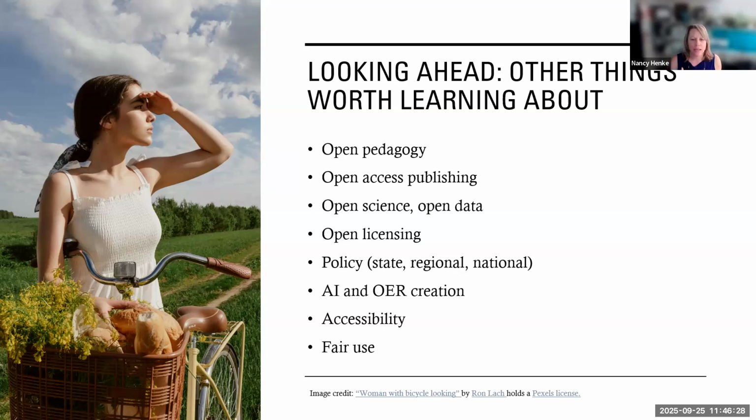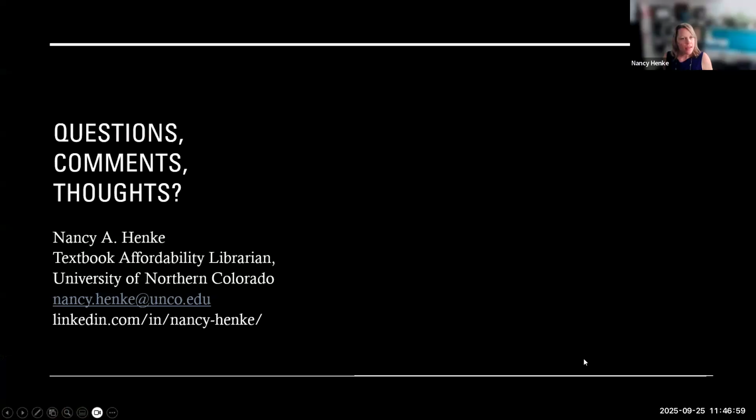There are policy issues happening in the state, in regions, and nationally. AI and OER creation is talked about a lot right now, as well as AI and other aspects of open education. Accessibility is, of course, very important, and all things need to be accessible. OER can be accessible from the get-go in ways that other materials might not be. And fair use, right? Copyright and fair use are items worth learning about more if you're interested in this space. So that gets us to questions, comments, thoughts.